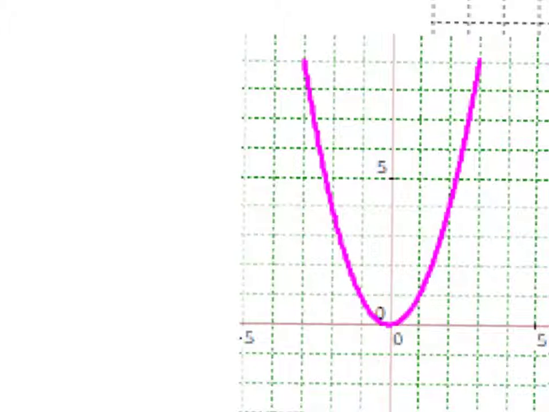Okay, we're just looking at the features of parabolas here. Sorry, I've got to check my volumes up. There we go. Going up.